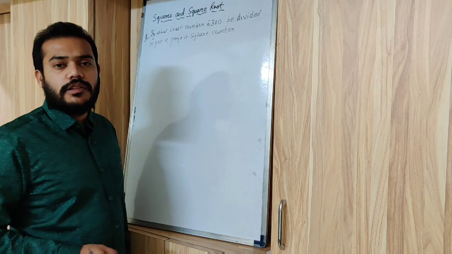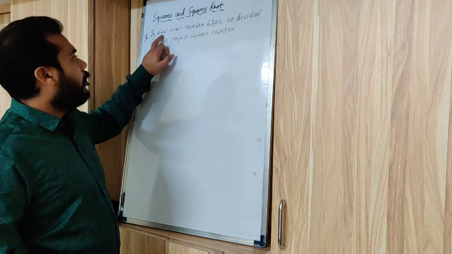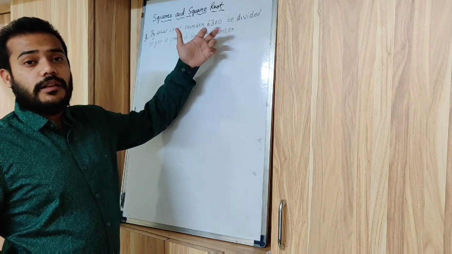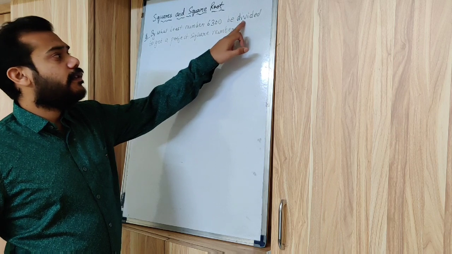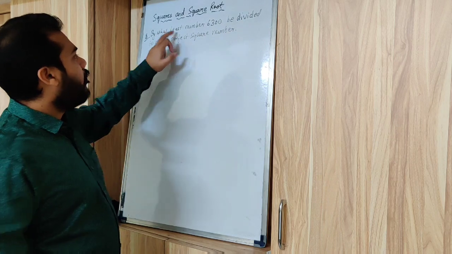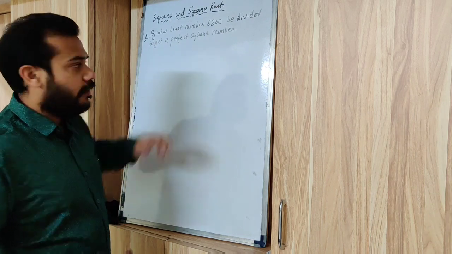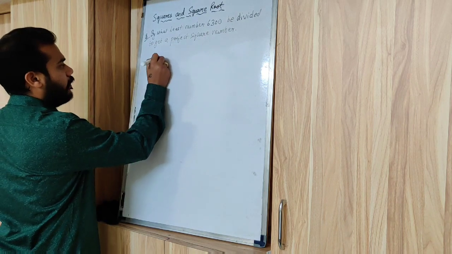This is the last question of this variety. By what least number should this be divided? In the last question we found the least number of multiplication, and this is the least number of division. By what least number should this be divided to get a perfect square number? Again, find the factors.